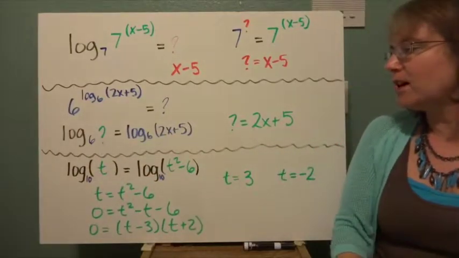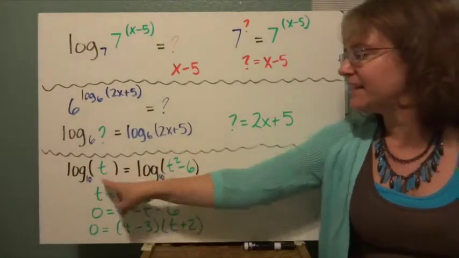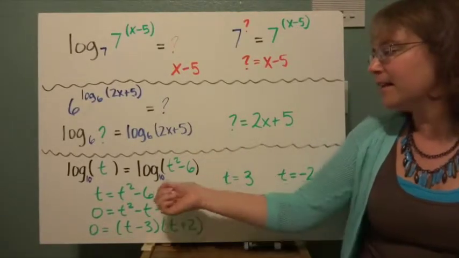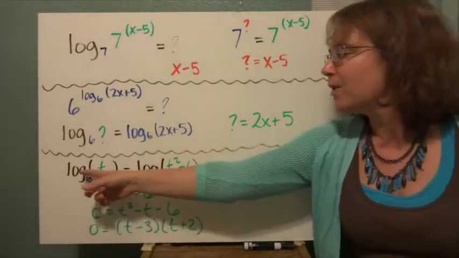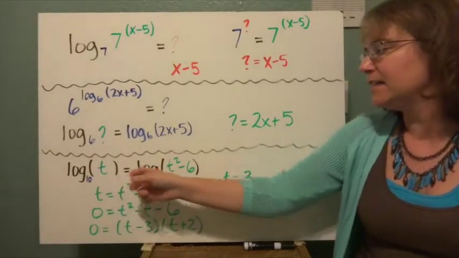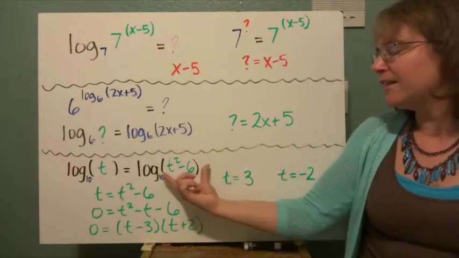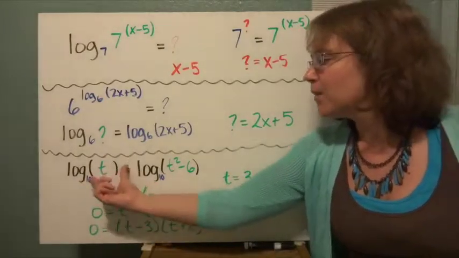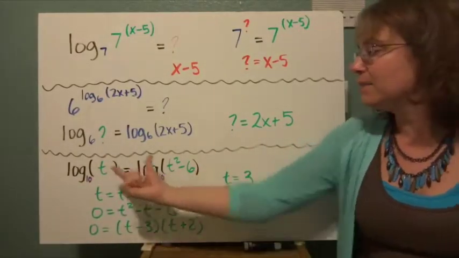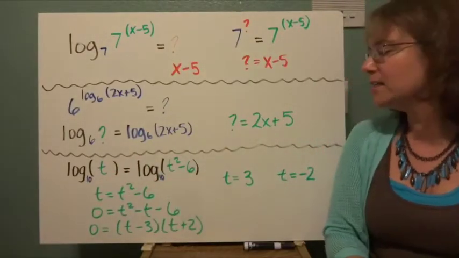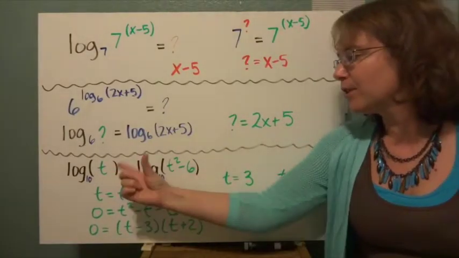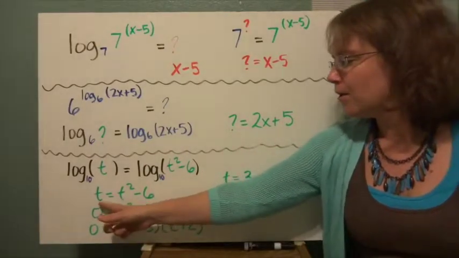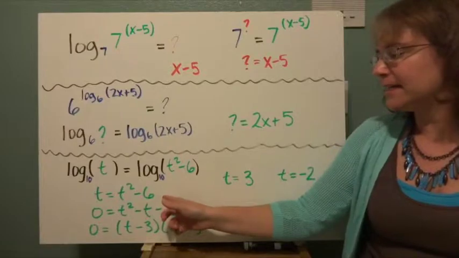Here, looking at these logs, I don't actually have to have that 10 there. If there's nothing there, it's assumed that it's going to be a 10. That's a common logarithm. So I have log base 10 of t is equal to log base 10 of t squared minus 6. Well, they have the same base. And so whatever I'm taking the log of has to be equal. t has got to equal t squared minus 6. I know that has to be true because of the property of equality of logs. So here I have t is equal to t squared minus 6.